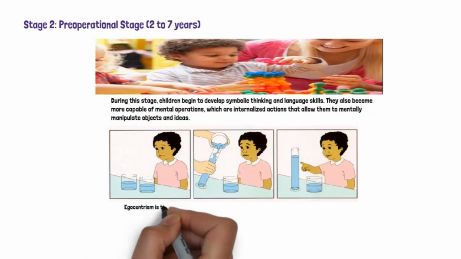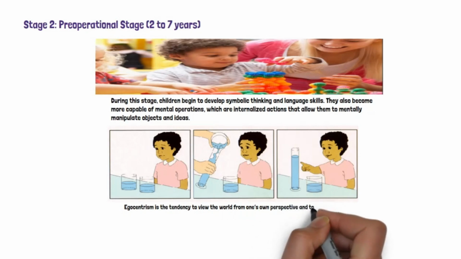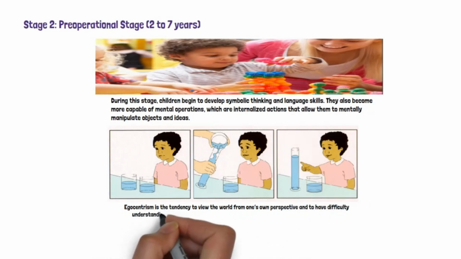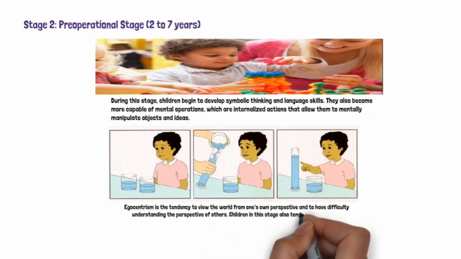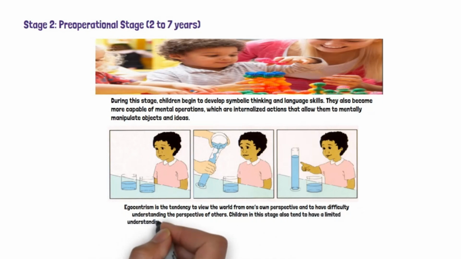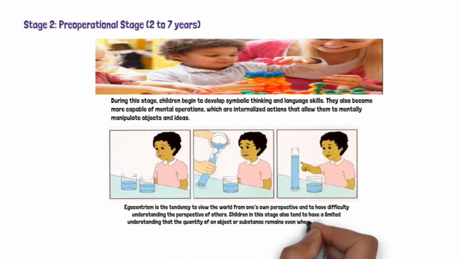Egocentrism is the tendency to view the world from one's own perspective and to have difficulty understanding the perspective of others. Children in this stage also tend to have a limited understanding that the quantity of an object or substance remains the same, even when its appearance changes.